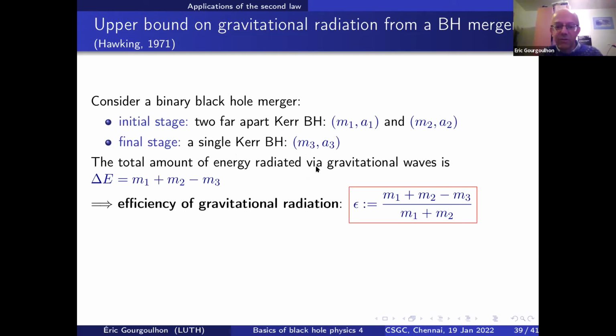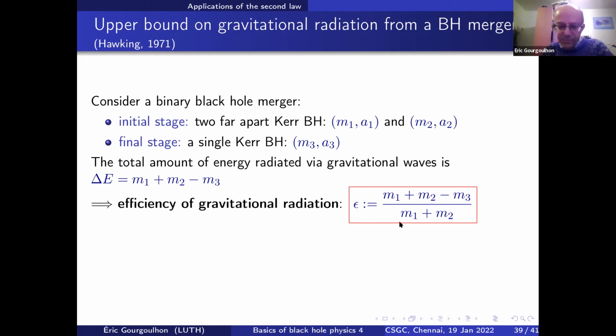With parameters M3, A3. And the total amount of energy taken away by the gravitational waves, this is the only way you can take out energy in that process, because we assume the black hole to be completely isolated, there is no accretion disk, nothing. So it's for emission of gravitational waves. This is the sum of the two initial masses minus the final mass, which is the energy taken out by the gravitational waves. So we may define the efficiency of the gravitational radiation as that energy divided by the initial energy, M1 plus M2.